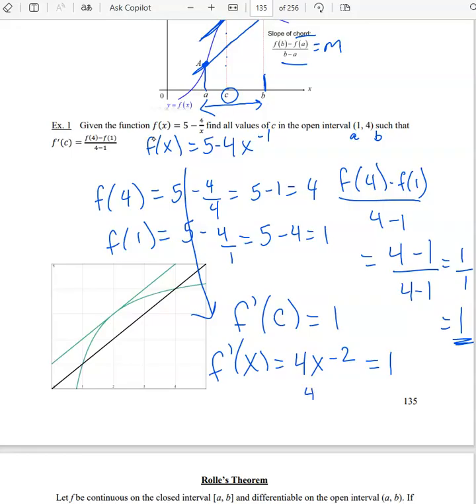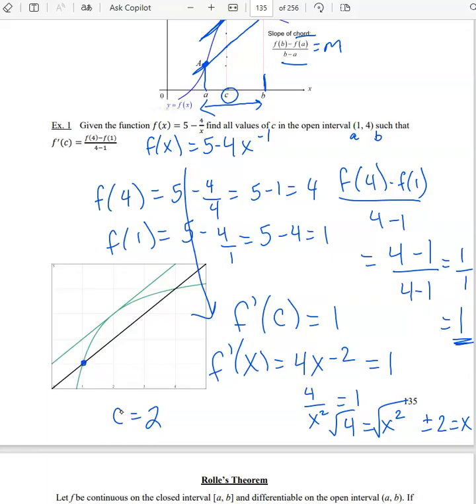I'm going to write that as 4 over x squared equals 1. Multiply by x squared, I get 4 equals x squared, square root both sides, and I get plus or minus 2 is equal to x. Now, obviously, negative 2 is not in the given interval, but notice that positive 2 is. So that magical c value that they're talking about is going to be 2. So notice that 2 is in the original interval.